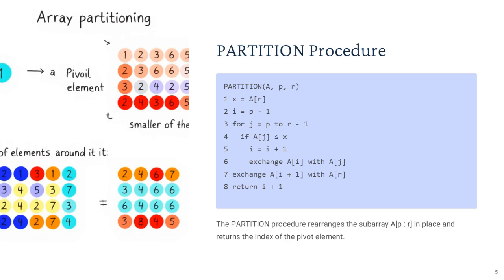The quality of partitioning directly impacts Quicksort's performance. A balanced partitioning, where the two resulting subarrays are of approximately equal size, leads to an average case running time of theta of n log n. In contrast, highly unbalanced partitioning can degrade performance to theta of n squared. Thus, the efficiency of the partition step is pivotal in determining the algorithm's overall effectiveness and reliability.